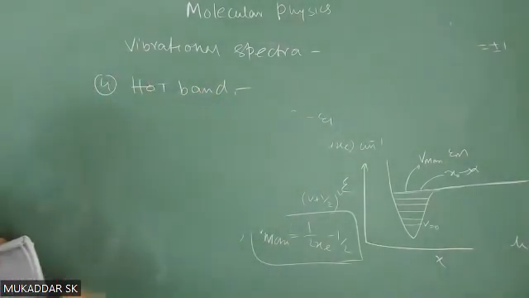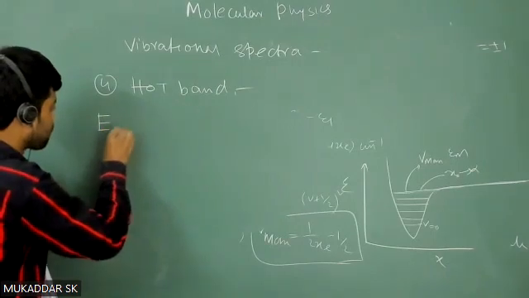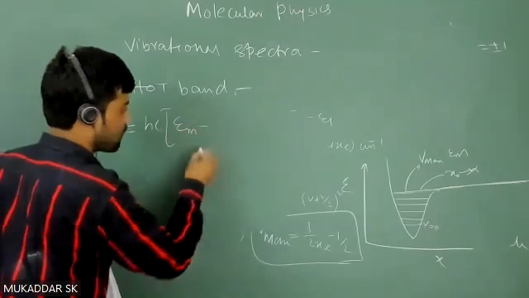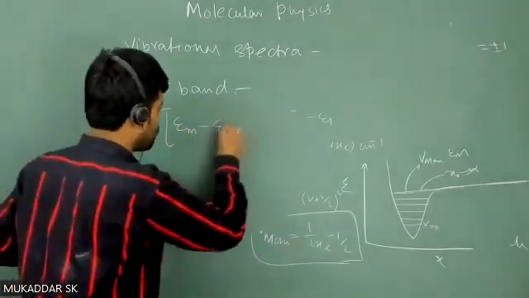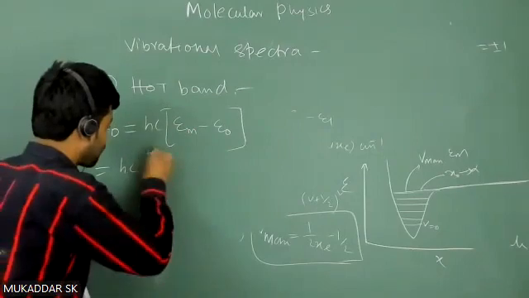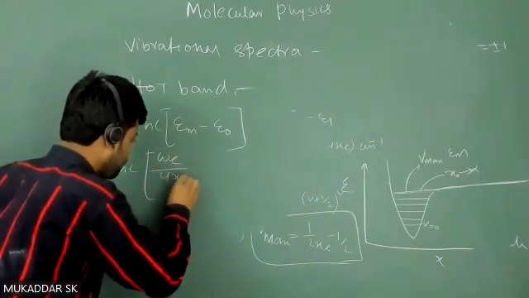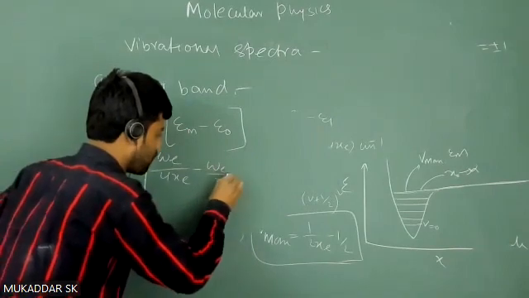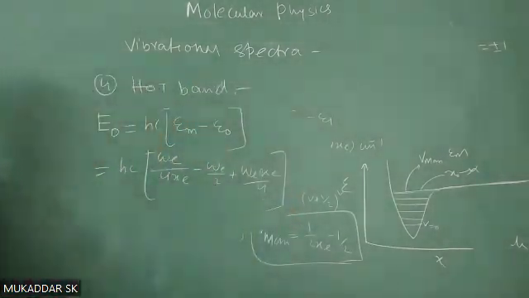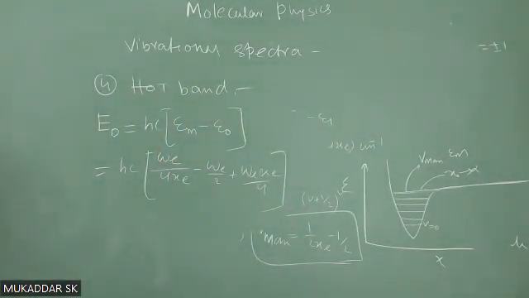Now there's a concept of dissociation energy. So dissociation energy will be how much? ED will be the energy needed, that will be Hc into epsilon max, whatever you have taken, minus epsilon 0. So if you calculate, you will have Hc, then omega e by 4xe minus omega e by 2, plus omega e xe by 4. This is the dissociation energy, or the energy needed to dissociate the molecule.